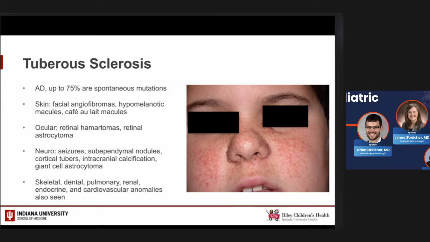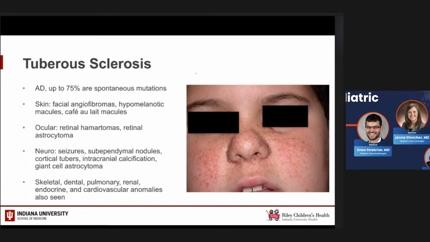As far as eyes, they can have retinal hamartomas, retinal astrocytoma, and then neurologically, seizures, nodules, cortical tubers, intracranial calcification. You're going to see all this imaging in these next slides. I'm sure Drew will show you. And then they also can have skeletal issues. They can get dental pits, pulmonary issues. So we refer these children. They need a lot of specialty care. And so dermatology follows them, but lots of other specialties do as well.